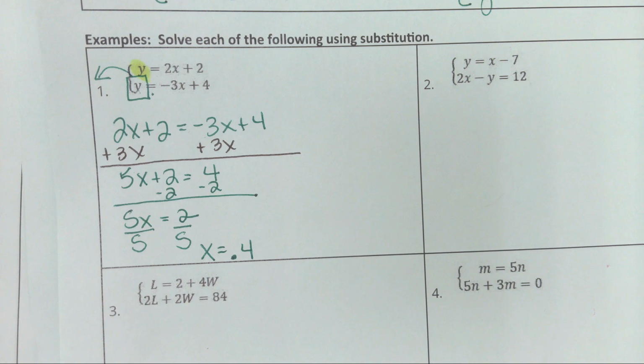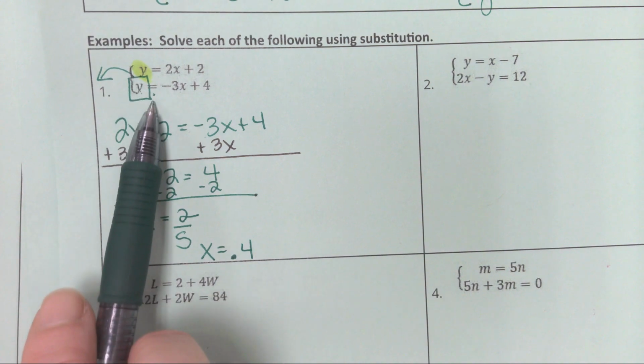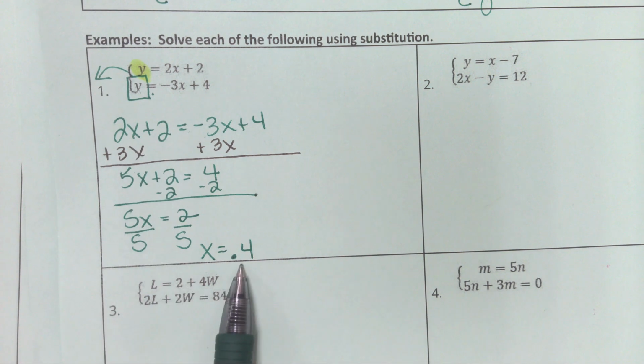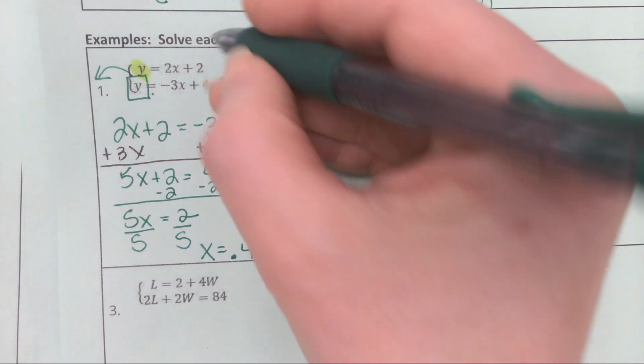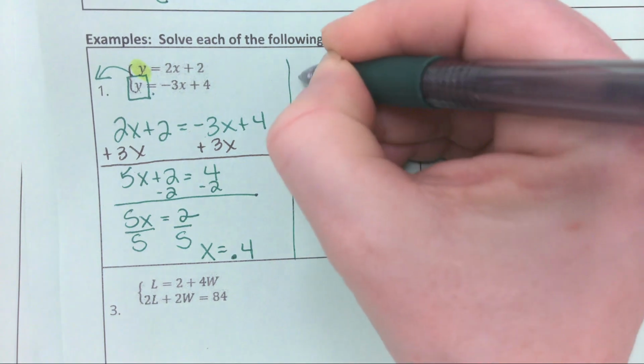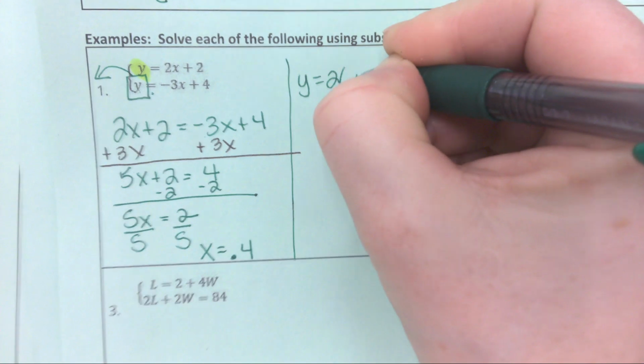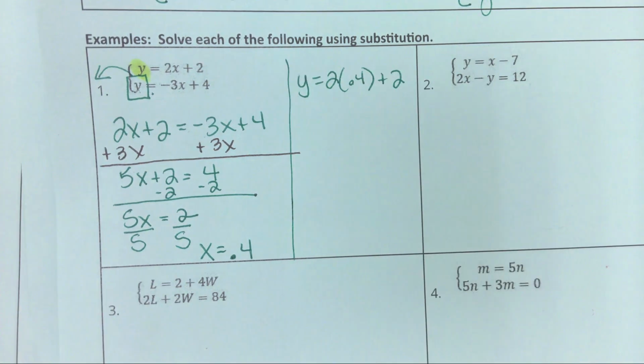Look up here. You're given two equations for y. Either one, because this is going to work in both, you may plug in a 0.4 for x. Let's do it. I'm going to do that up at the first one. So y equals 2 times x. I'm going to write 2 times 0.4 plus 2. Would you calculate that for me, please?